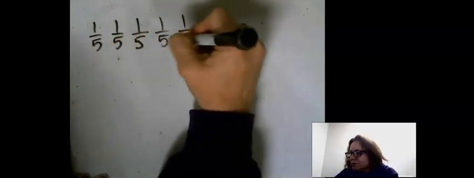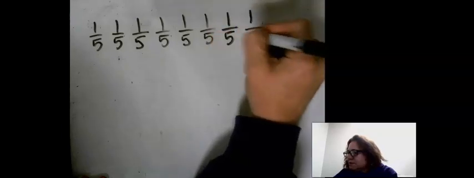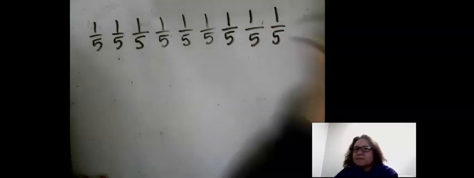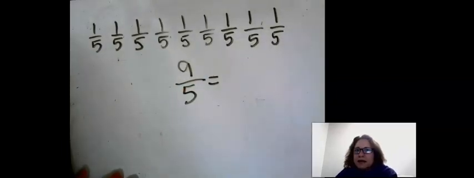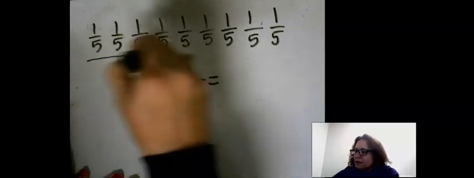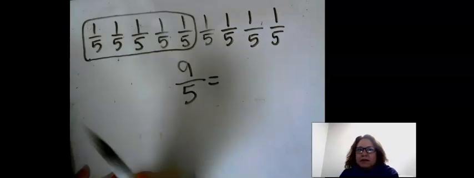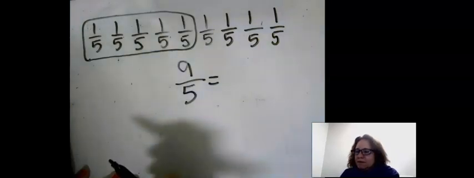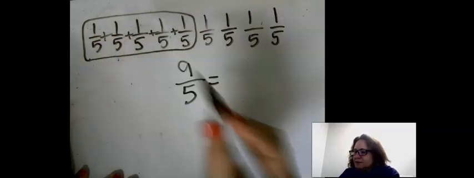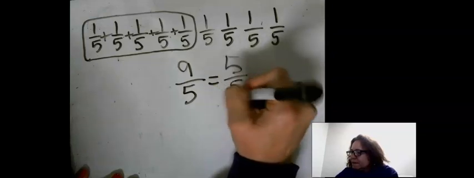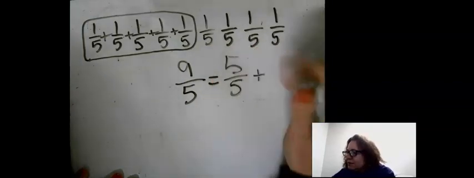Remember, fractions are numbers. Okay, so if I have 9/5, 1/5, 2/5, 3/5, 4/5, 5/5, 6/5, 7/5, 8/5, 9/5. So if I had 9/5, that's the same as saying I have 1 whole, right? 5/5 equals 1 whole. If I add these all up inside my circle here, I have 5/5, and I also have 1, 2, 3, 4/5.